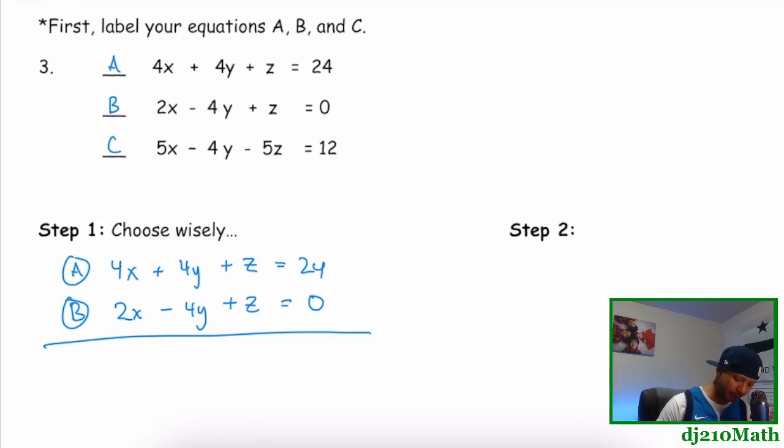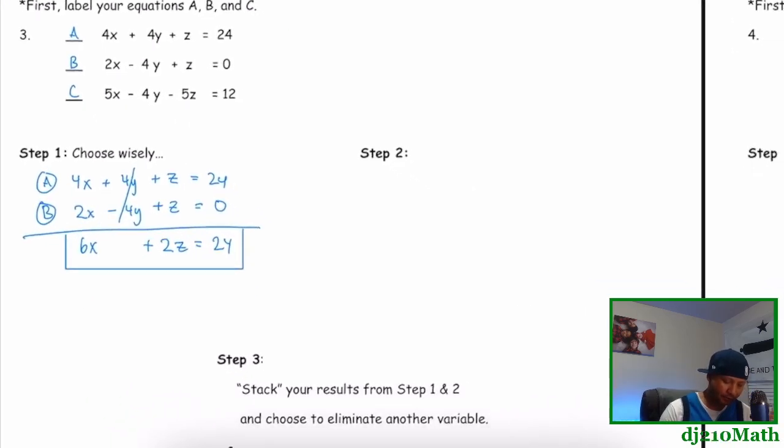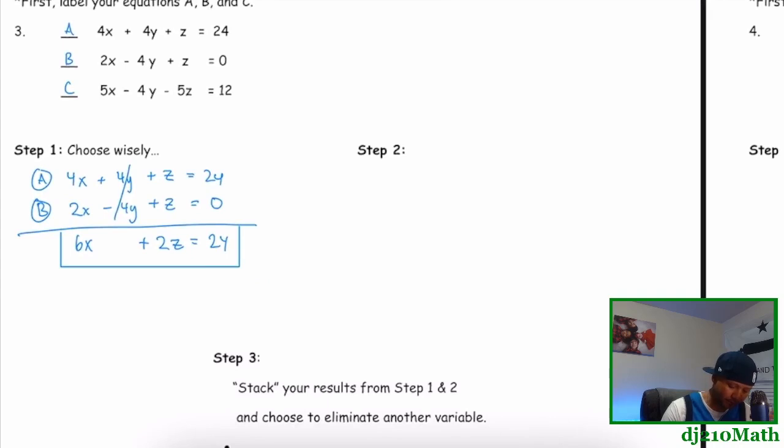So when you add these together, we get 4 plus 2 is 6x. Here we have cancels. That's what we wanted. Z plus z is 2z. And then 24 plus 0 is 24. All right, here's an important piece. Now, because we chose A and B, I now have to choose C. There's no way around that. So C is 5x minus 4y minus 5z equals 12.